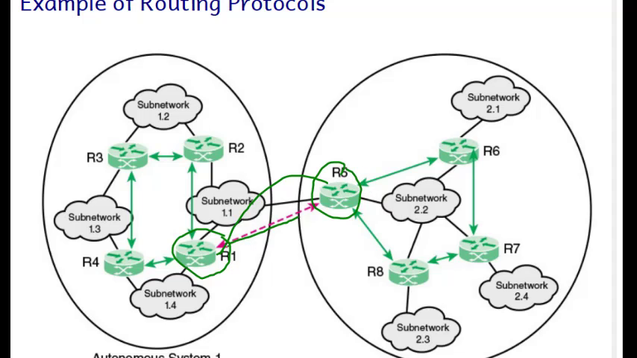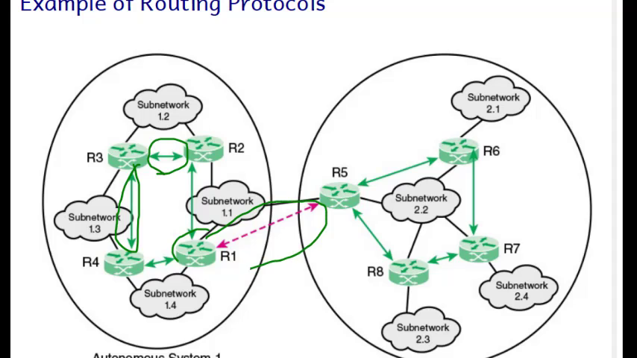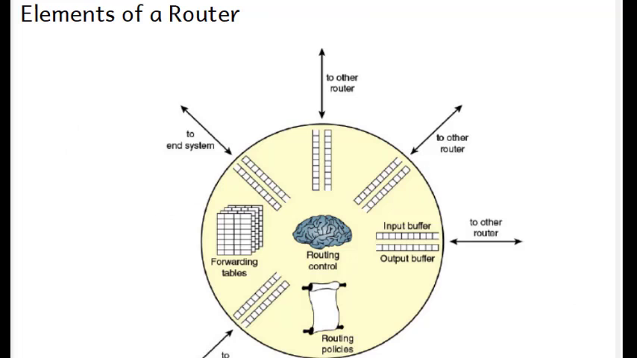You can see there is a green line and a pink line. The green line represents the interior routing protocol, and the pink line shows the exterior routing protocol. BGP, border gateway protocol, is one of the exterior routing protocols.